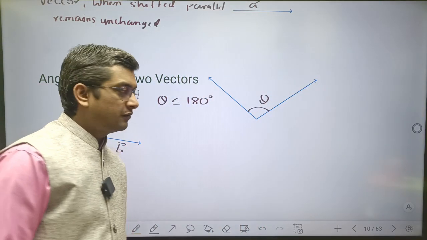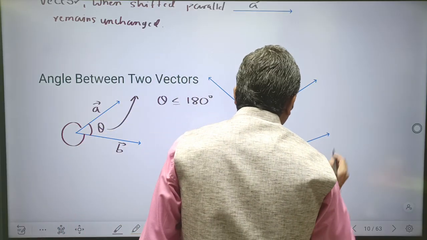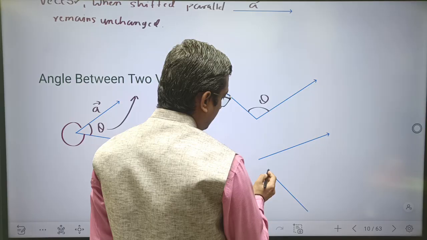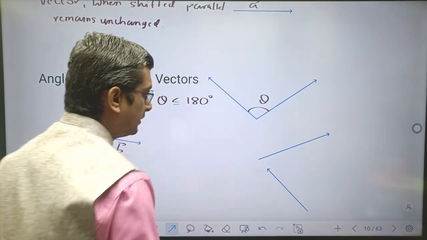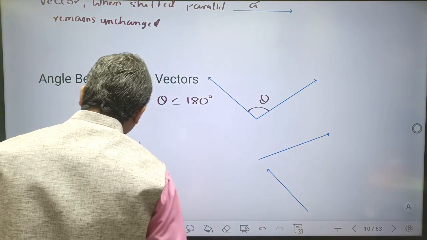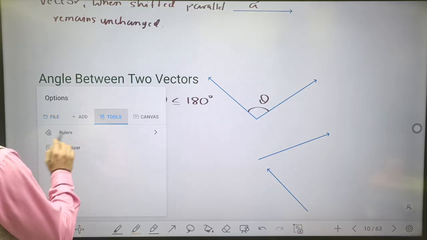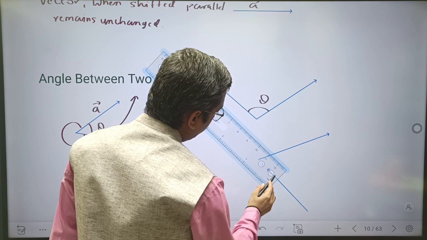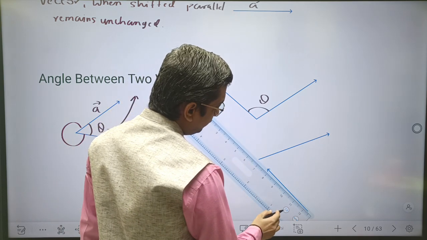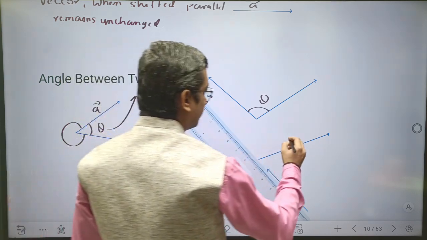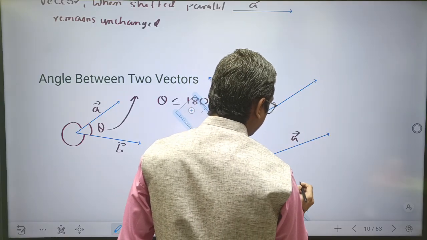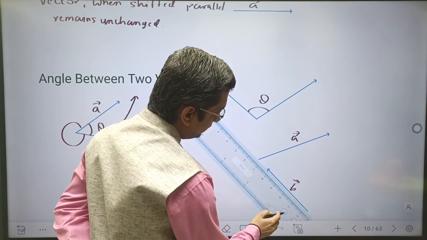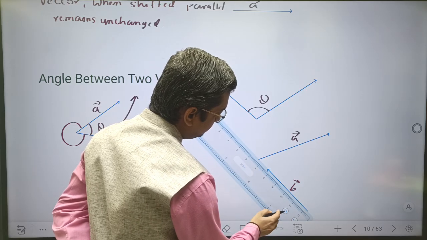So this is how we represent the vector. Suppose vector is like this one, like this one. Now how can you find the angle between the two vectors? So either you can shift it, or the second method you can adopt is just extend the direction of the two vectors. For example, let us suppose this is a vector and this is b vector. So what is the direction of second vector, dear students? Suppose if I talk about vector b, so what is its direction?